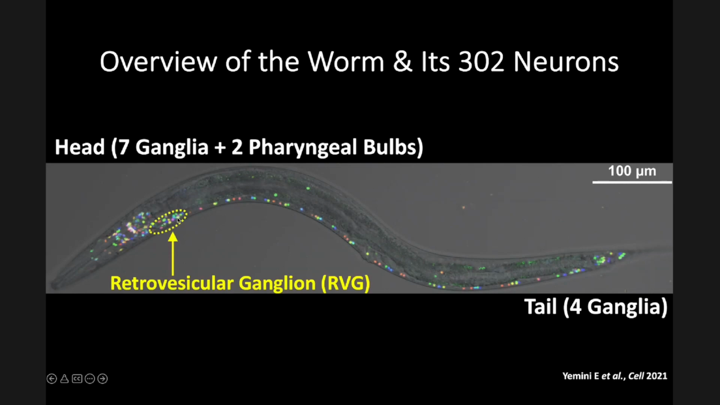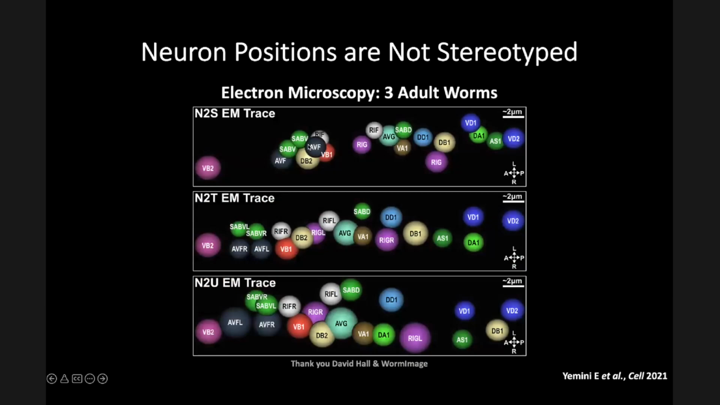And as an example, I just want to focus on one particular ganglion, which is the retrovesicular ganglion, which is located right here. The name doesn't matter, and even the neuron names aren't going to matter, but it really is meant to exemplify the problem that we're facing here. These are electron micrograph reconstructions from 3 adult worms. So this is not my work. This work was done in the 80s, and we've had it for a very long time.